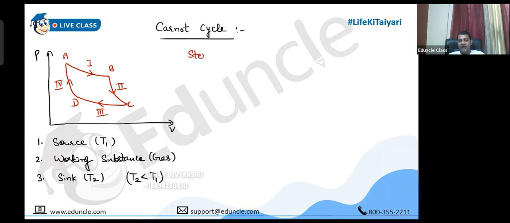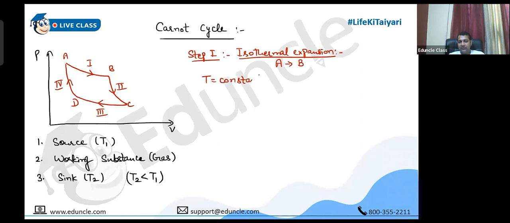Now the first step in Carnot cycle, you can see volume is increasing. As you move from A to B, volume is increasing, and volume increasing means it is expansion, and because the slope is less as compared to that of BC, so it is isothermal. Okay, so step one means isothermal expansion, that is from A to B. Now isothermal means the T is constant. When T is constant, internal energy is constant.